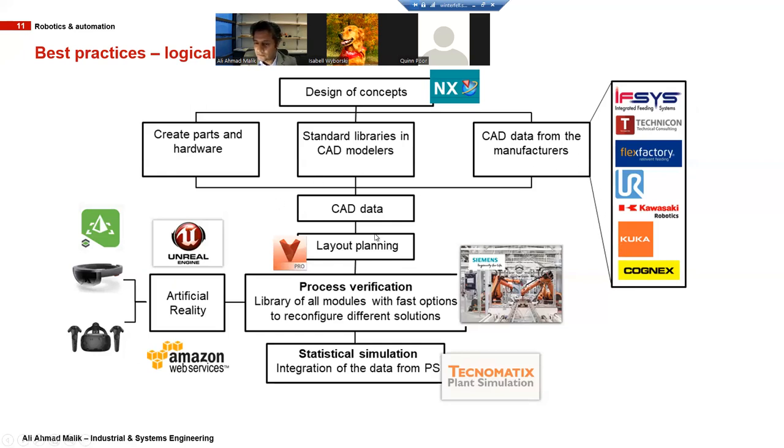Once you have all this data, you can do layout planning. There can be different software for doing this layout planning. You can do it in NX or NX Line Designer or SolidWorks or Inventor. And once you have all this information, you can import it into Process Simulate for process verification.